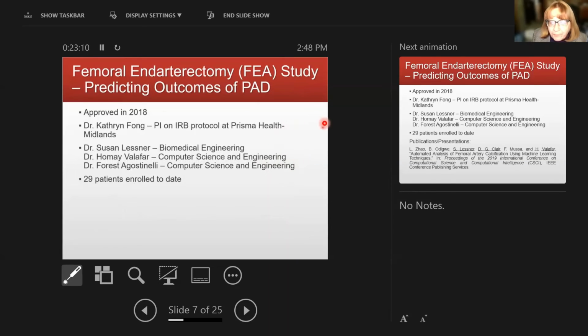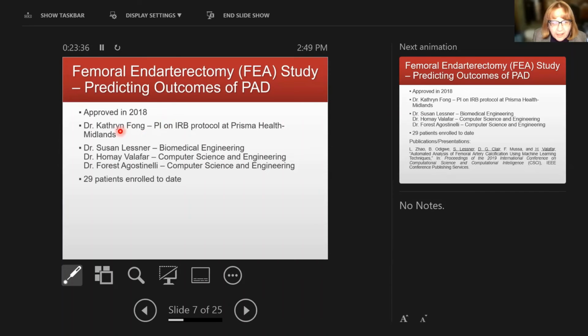After we became interested in looking at this issue, could we develop a similar score for calcification in the lower extremities, and would this actually be useful to predict adverse events in patients with peripheral arterial disease? This led to us starting an IRB protocol in 2018.